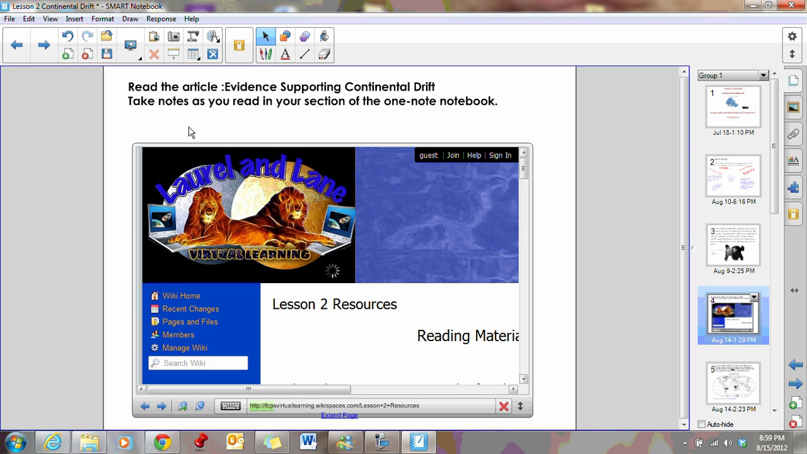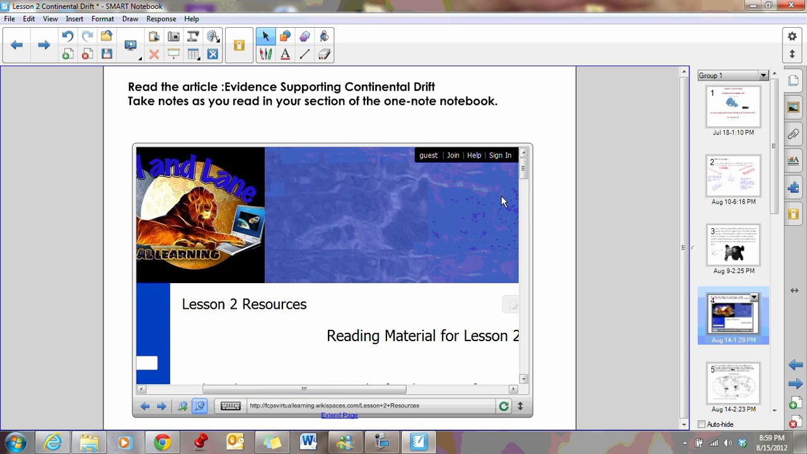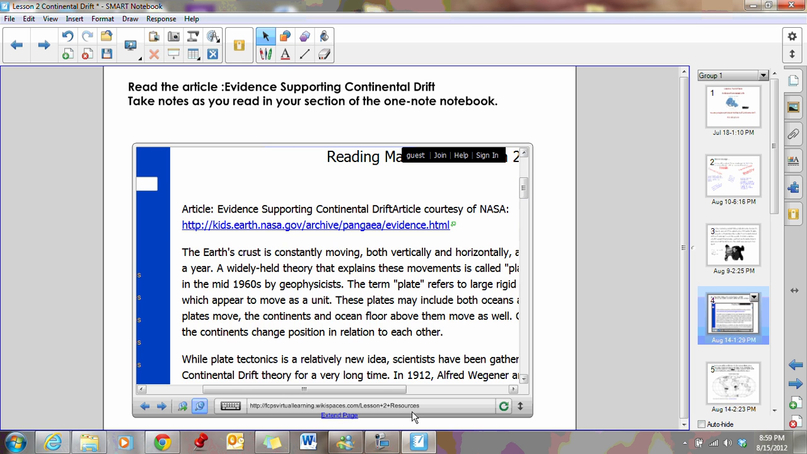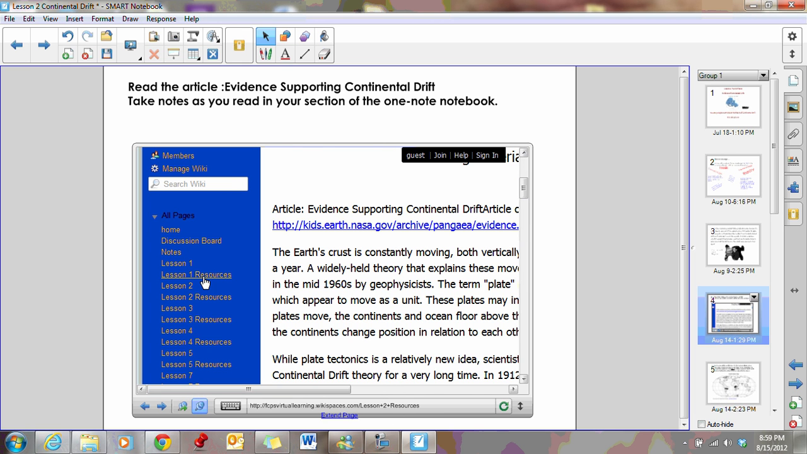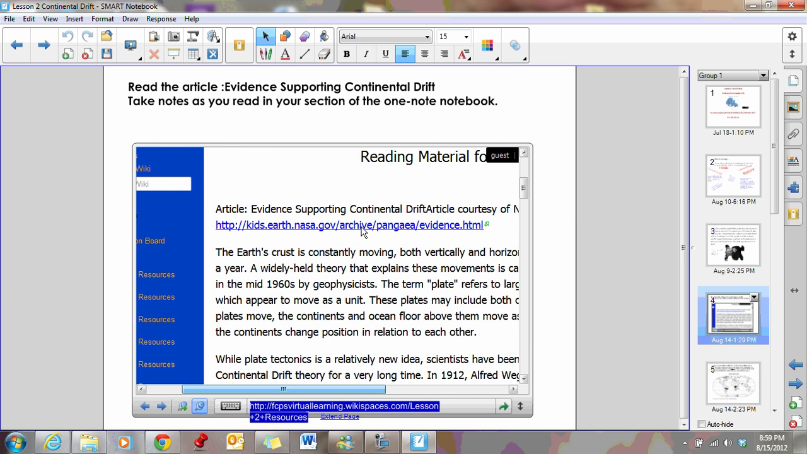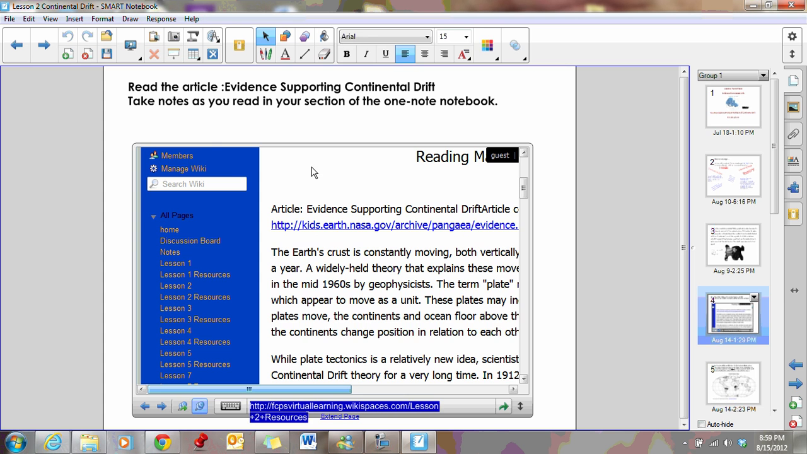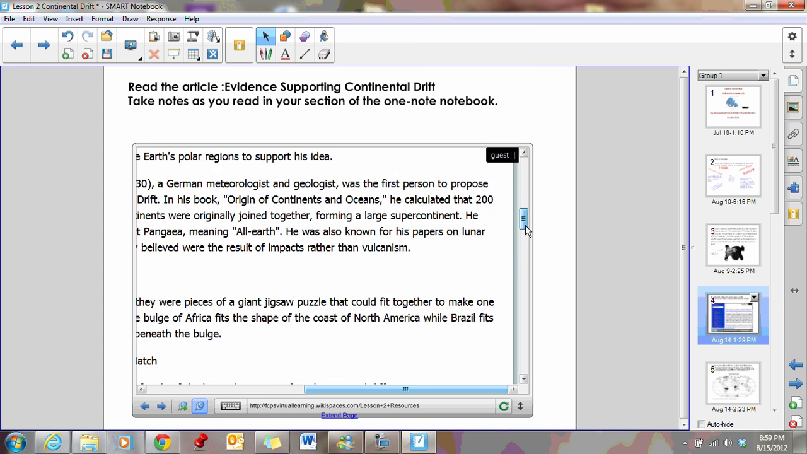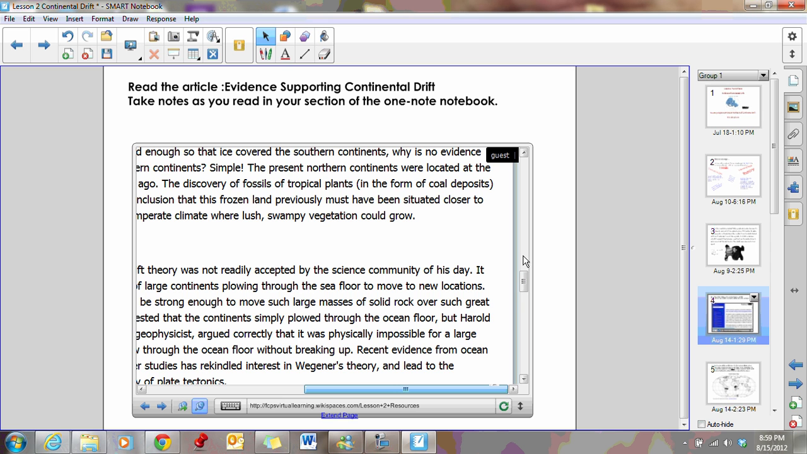Then the next thing you're going to do is read the article called Evidence Supporting Continental Drift. And you're going to take notes as you read in your section of the OneNote notebook. Where you find that is the same as in lesson 1. You found all the reading material under lesson resources. So you're going to go to lesson 2 resources, which is right here. You can get there either from your notebook file or just from the web, whatever's easier for you. You can read it right in here if you want to. So you're going to read the entire article and then take notes in your OneNote notebook.